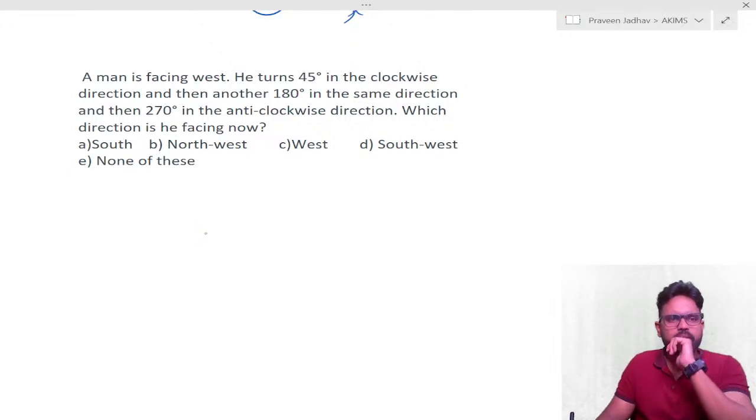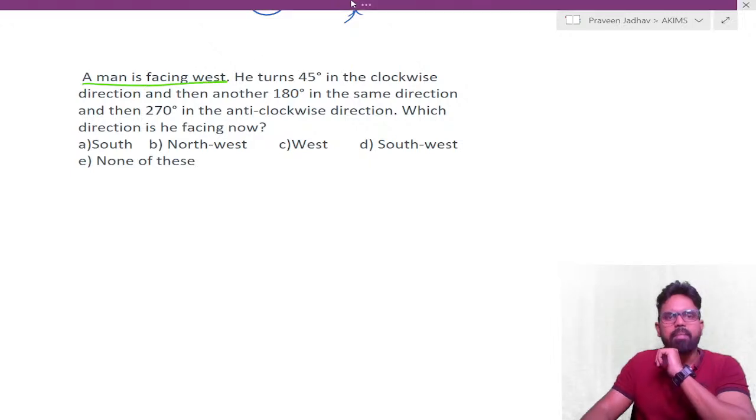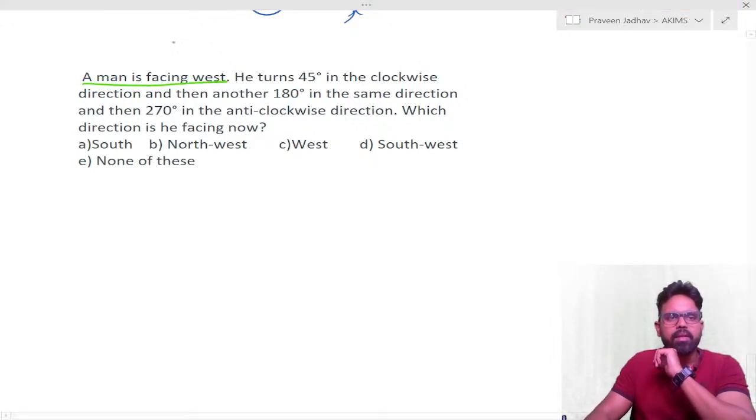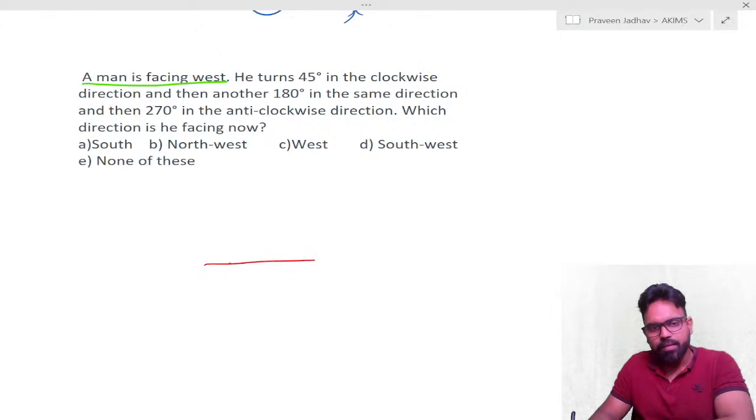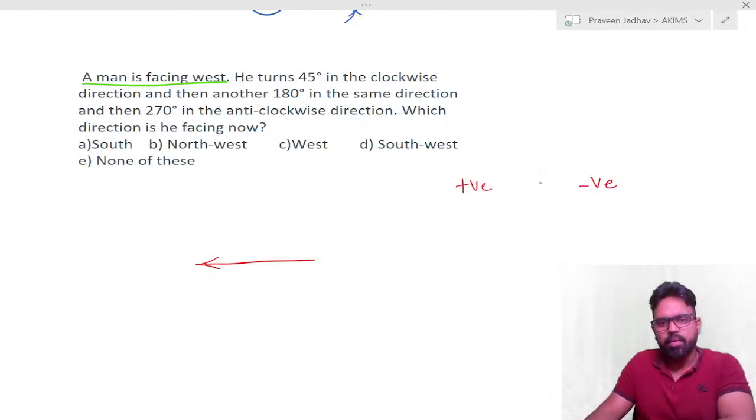What were we supposed to do when such a type of question appears? The only direction that you had to draw was that the man is facing west. I drew him facing west. Done. He turns 45 degrees in the clockwise direction. Two types of turn I'll have: one will be positive and the other negative. Positive turn is also called a right turn. Negative turn is also called a left turn. Positive turn is also called a clockwise turn, and this is also called an anti-clockwise turn. I am not going to write all this, but tomorrow in the examination I'll write positive, negative.